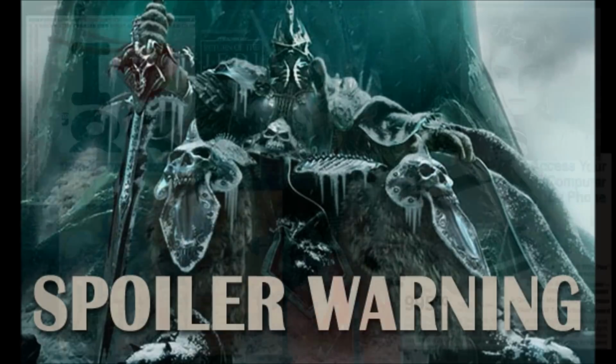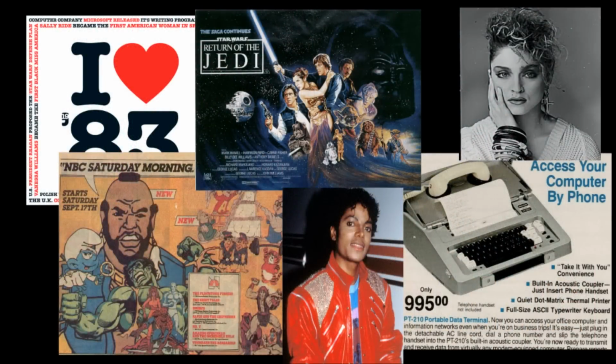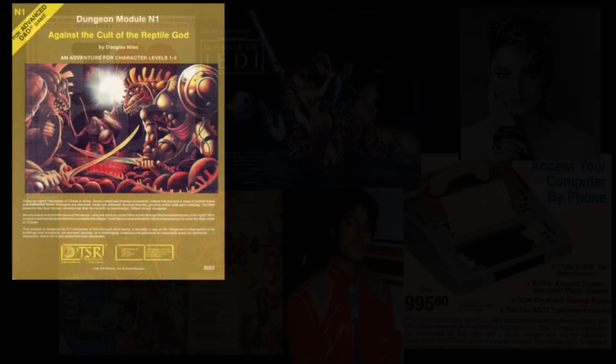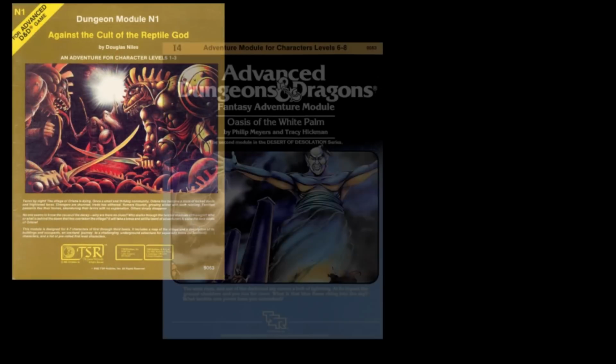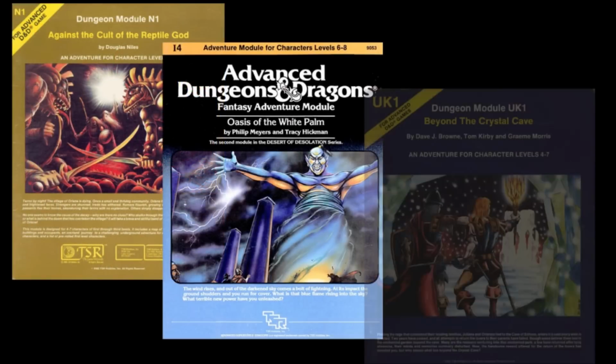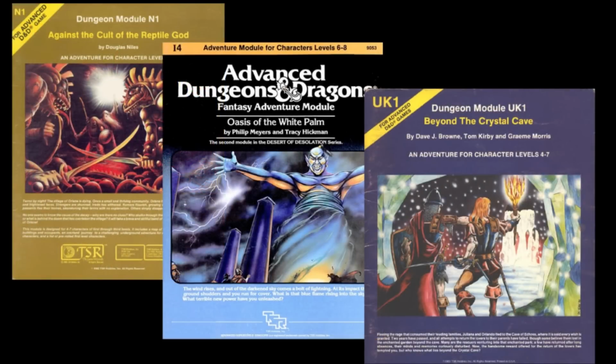In order to properly understand the uniqueness of this module, one has to understand the time in which it was released. The year was 1983, and while TSR was releasing some wonderful classic adventures like Against the Cult of the Reptile God, Oasis of the White Palm, and Beyond the Crystal Cave, to name but a few, these were all basically the classic dungeon delve.